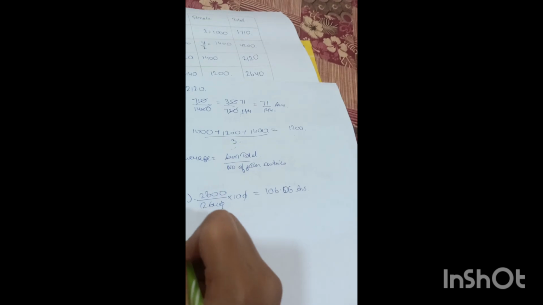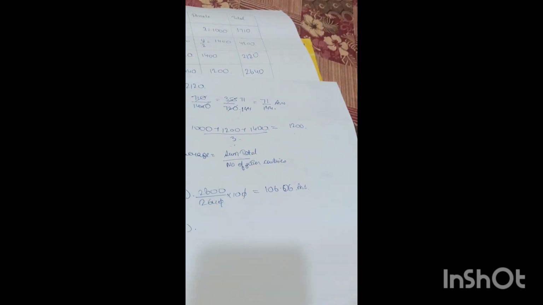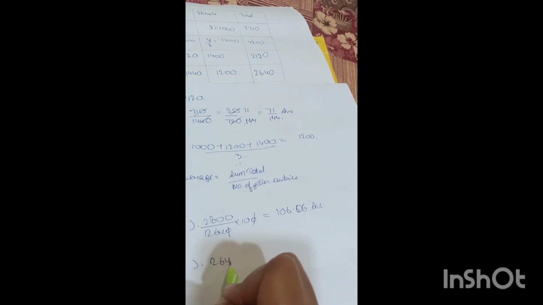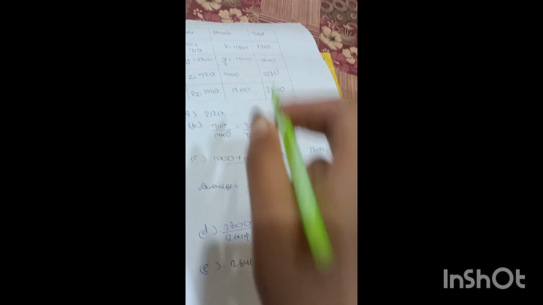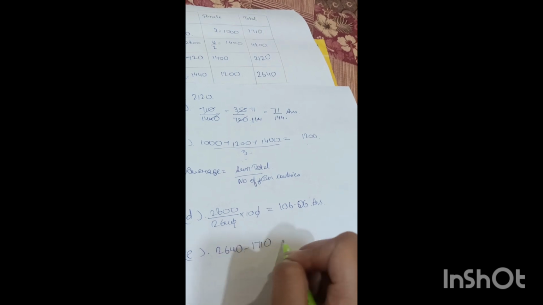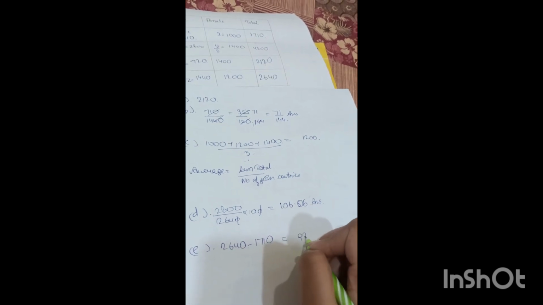Okay, now for E. The difference between total population from Japan and USA. Total population from Japan is 2640 and from USA is 1710. So we'll get the value as 930.